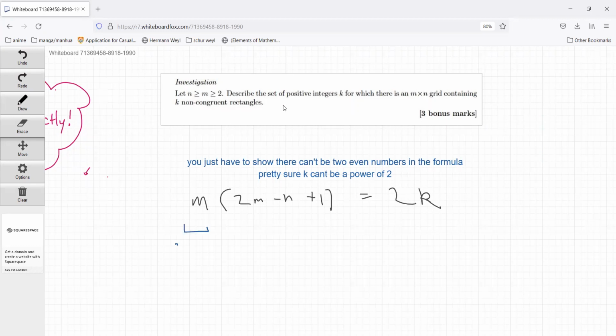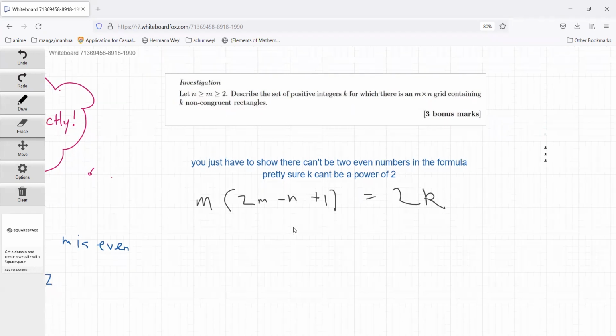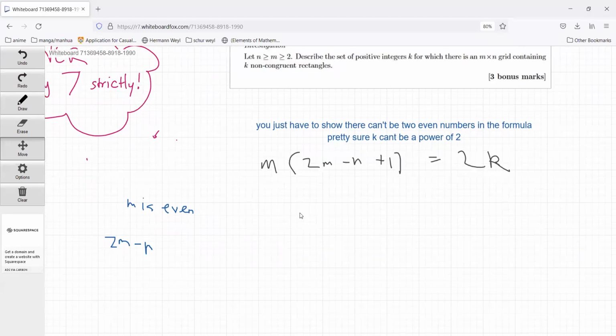Okay, describe the set of positive integers for which there is an m. M is even. 2m minus n plus 1 is odd. And one of them's odd, one of them's even. You don't know which one.